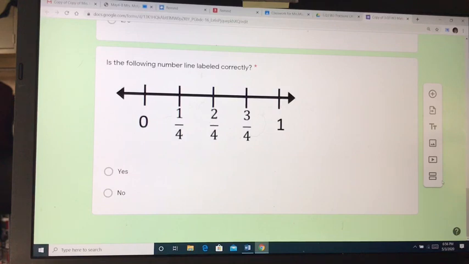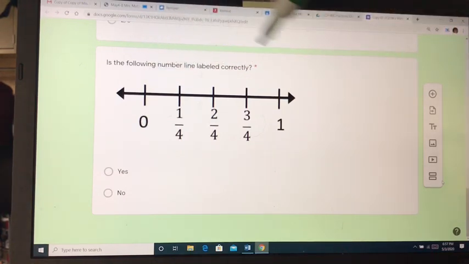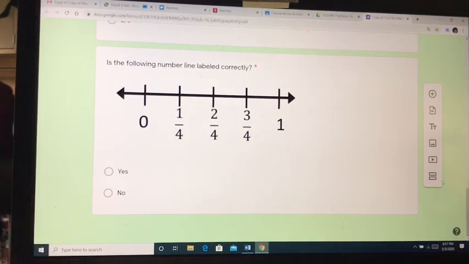The last question says, is the following number line labeled correctly? All right, if you watched the Marvelous Measuring Morning Monday announcement, you saw this exact drawing, so hopefully you remembered that. So let's look at it. On the number line, they start with 0, and when you count, you go 1, 2, 3, 4, but we know between numbers, there's also fractions. So let's look at this.